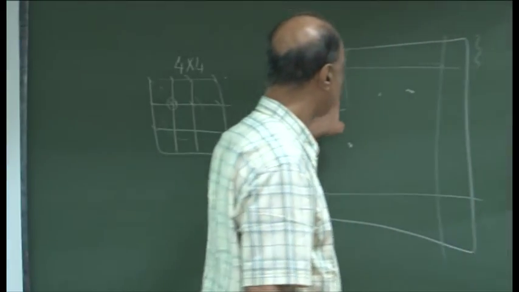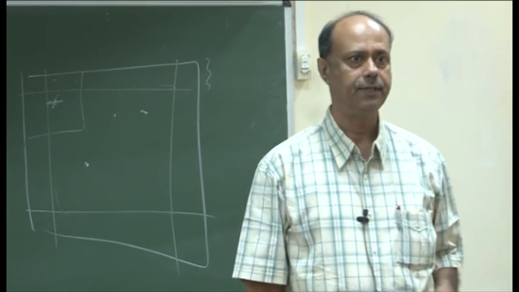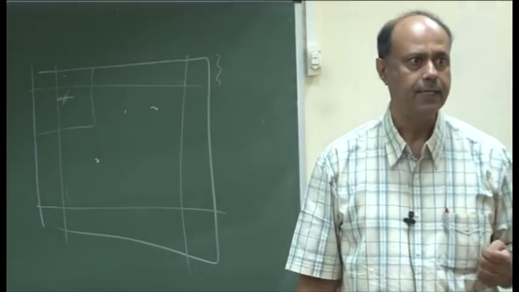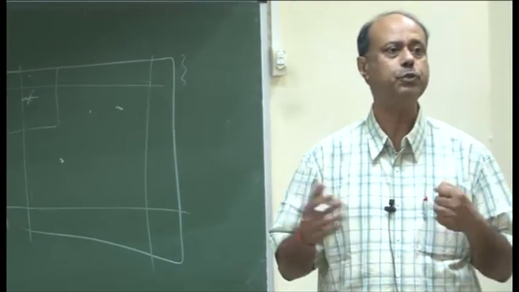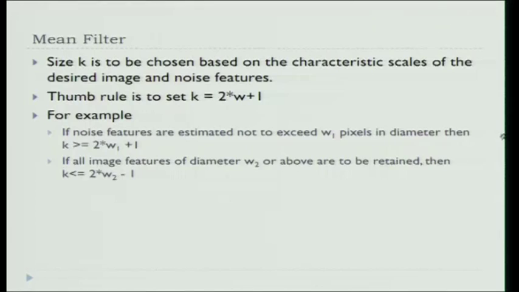Suppose I know that my noise is of size 5 cross 5. Then my sub-image will be more than 5 cross 5. Otherwise, you cannot suppress this noise, right? So, if the noise diameter is more than W1, then k must be greater than or equal to 2 times W1 plus 1, okay?